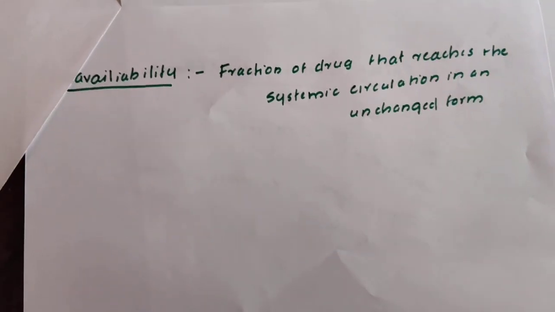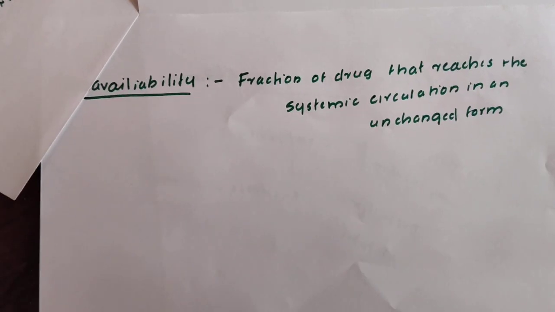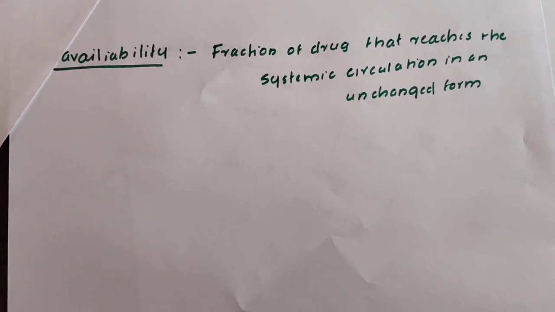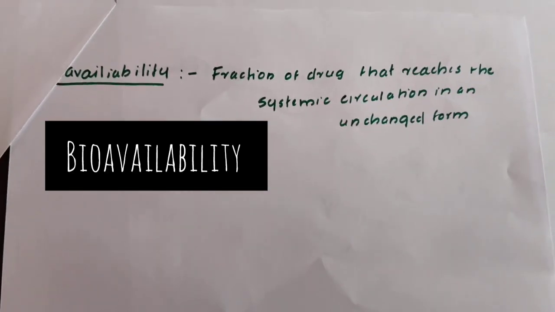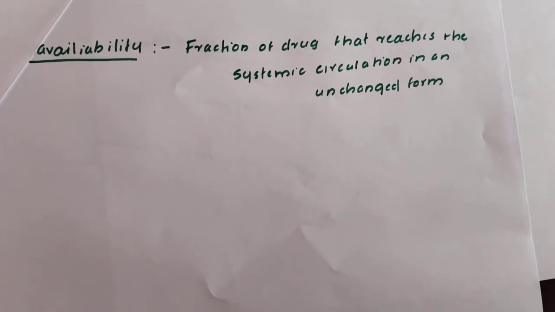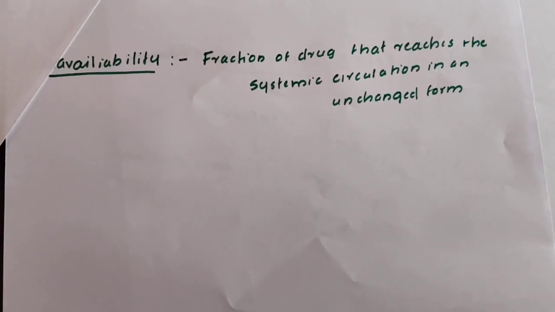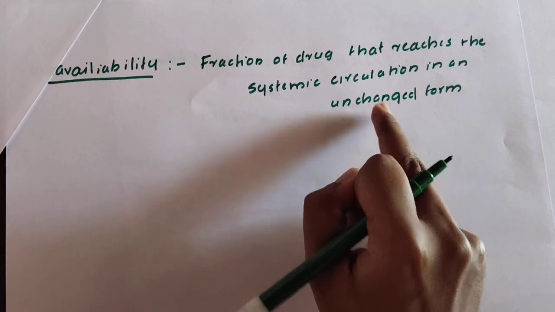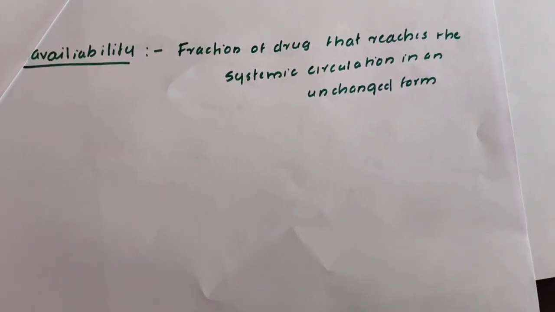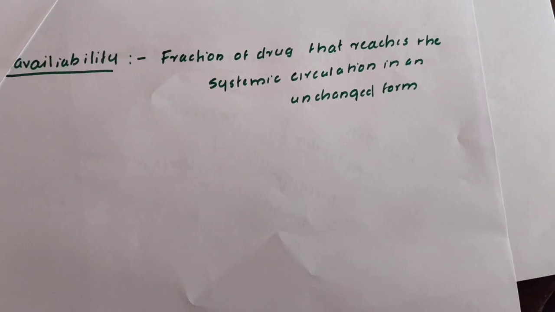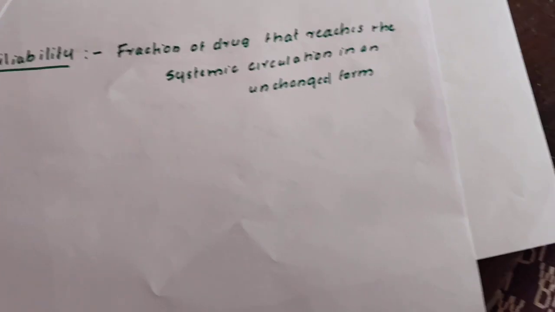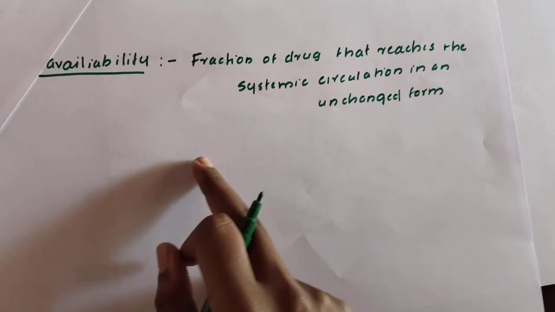Bioavailability means the fraction of drug that reaches the systemic circulation in an unchanged form. There are different classes of drugs that we will learn in upcoming classes. There are certain drugs that are not metabolized much in the liver or small intestine, but some drugs are. So bioavailability is the fraction of drug that reaches the systemic circulation in unchanged form. We already understood that only a portion of drug reaches the systemic circulation, but in bioavailability, there are some drugs which will not be lost so much along this pathway. That is called bioavailability.